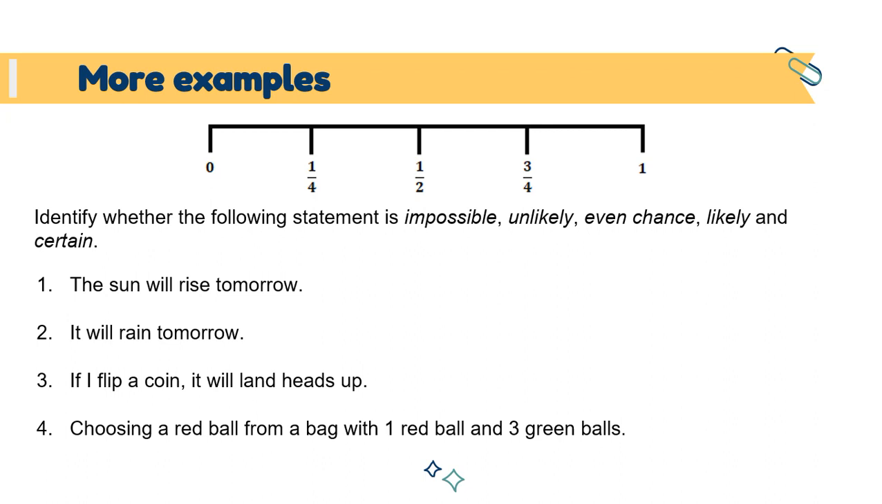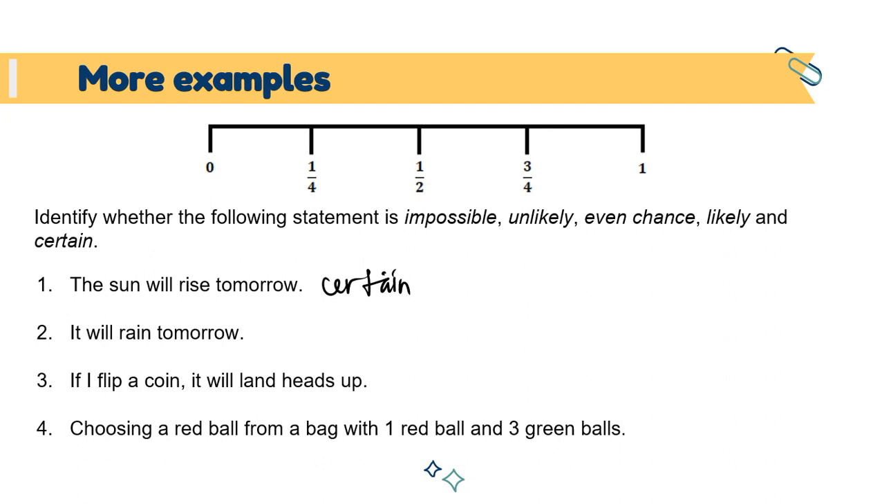The sun will rise tomorrow. Is that impossible, unlikely, even, likely, or certain? Of course, that is certain. 100% po, no? Na magra-rise yung sun po tomorrow. Okay? So, this is a certain.